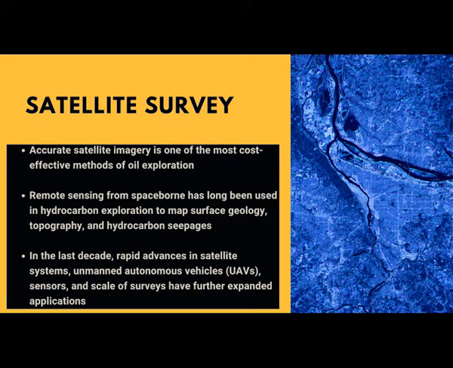Satellite surveys are better than aerial surveys, and this gives accurate satellite imagery. This is one of the most cost effective methods of exploration. Remote sensing from spaceborne platforms has long been used in the hydrocarbon industry to map the surface geology, topography, and hydrocarbon seepage. In the last decade, rapid advances in satellite systems, unmanned autonomous vehicles, that is UAVs, sensors, and the scales of survey have further expanded the application in oil and gas exploration with the help of satellite technology.